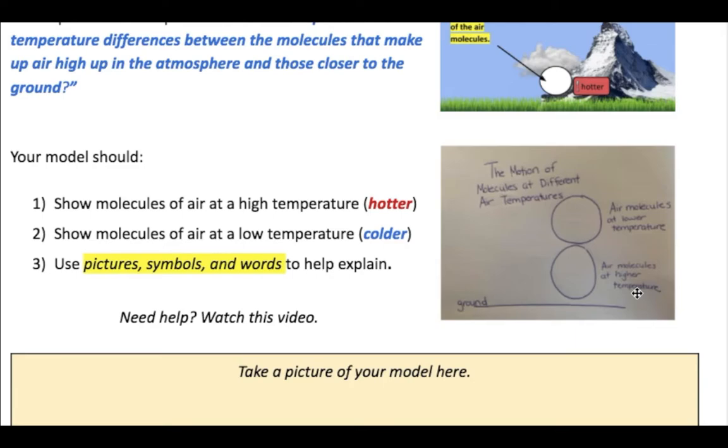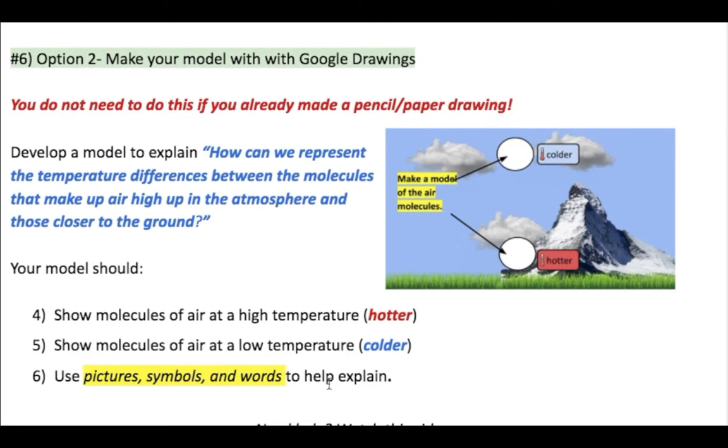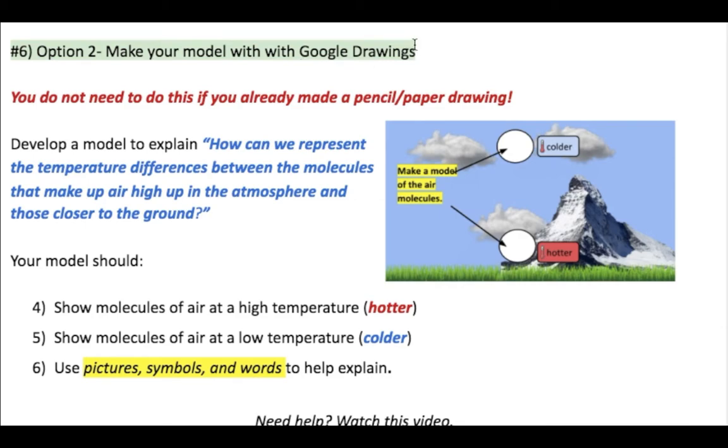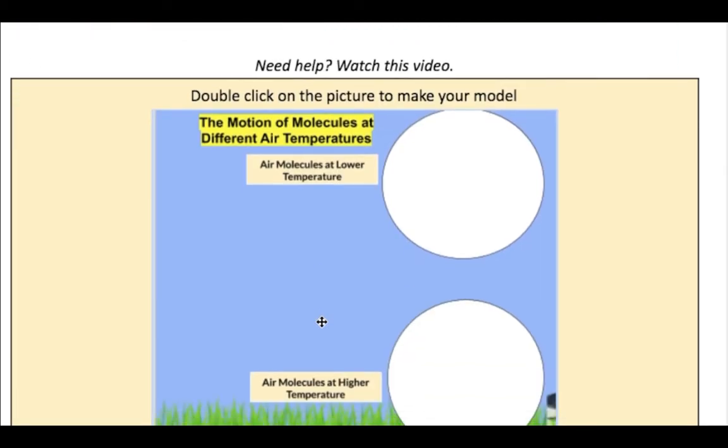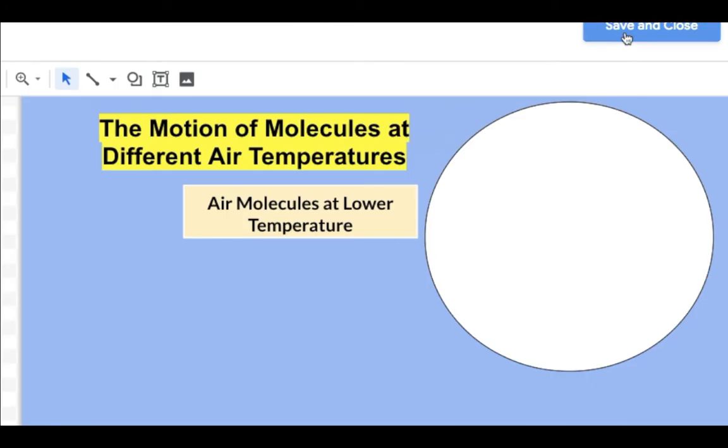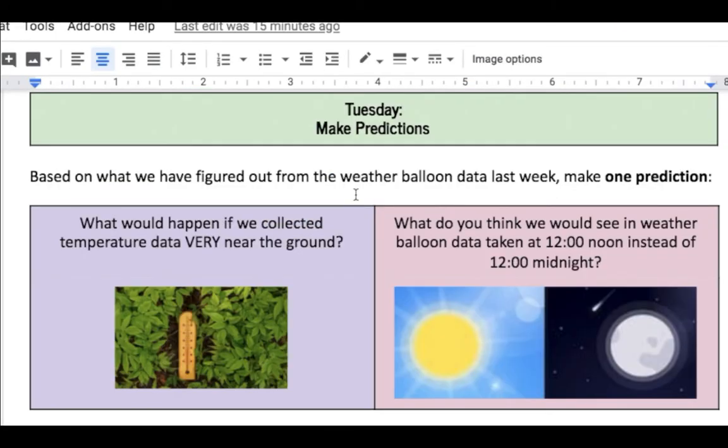If you're making your model on paper, it might help you to start by drawing this. If you get stuck, watch this video for help and then put the picture of your model here. If you're making your model with Google Drawings, you'll go to the next page and you'll double click on this picture to make your model. When you're done, press save and close. The last thing you'll do today is make a prediction.